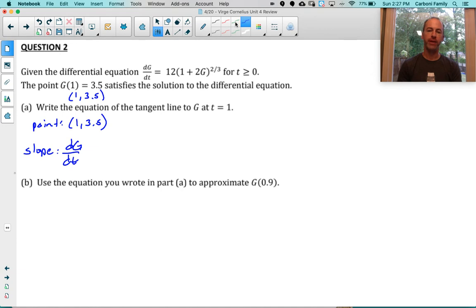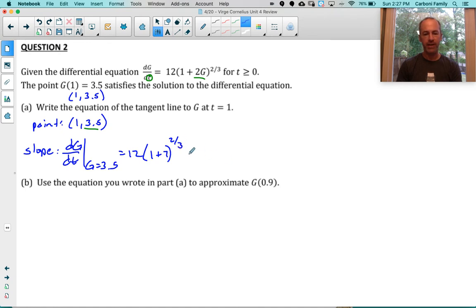And here's where you have to be careful. t is my independent variable, yet this derivative is given in terms of g. And so the value of g is 3.5. So I'm going to evaluate dg/dt at the point when g is equal to 3.5. And that would give me 12 times (1 plus 2 times 3.5, which would be 7) to the 2/3.